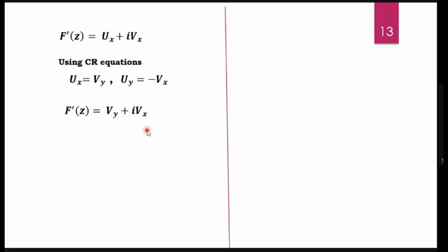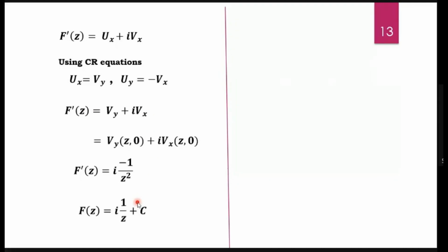Vy we got it as 0. Vx we got it as minus 1 by z square. Vy is 0, Vx is minus 1 by z square. So I will get Vy replaced by 0 plus I into Vx, which is minus 1 by z square. Integrating minus 1 by z square, the integration is 1 upon z, right? Minus z raised to minus 2, so the integration of minus 2 is minus 2 plus 1 upon minus 2 plus 1. That will become 1 upon z. And again I've taken capital C here.